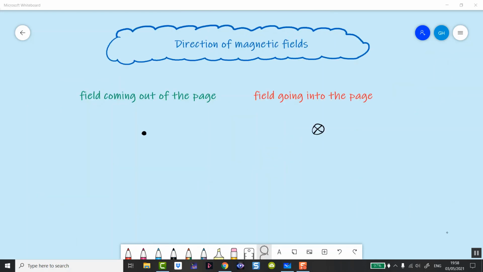When we want to draw a magnetic field coming out of the page, we represent that with a dot, and going into the page we represent with a cross in a circle. This is meant to look like the point of an arrow coming towards you, or the feathers of the arrow as it goes away from you.